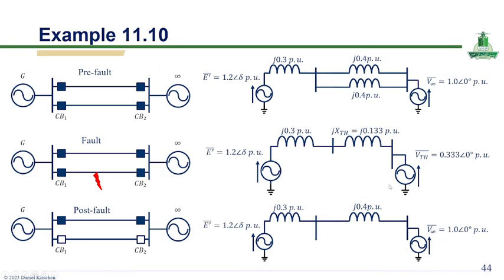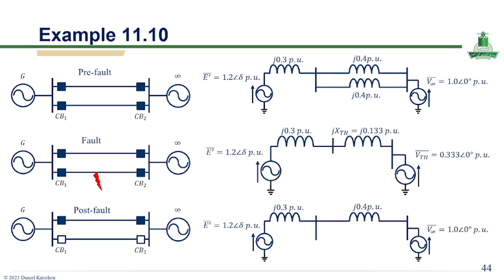Okay, this slide presents the pre-fault, fault, and post-fault conditions of a transmission system during a fault event. In the pre-fault condition, the system operates normally with both transmission lines in service. During the fault condition, a short circuit occurs on one of the parallel lines and the network is simplified using the Thevenin equivalent to facilitate fault analysis.